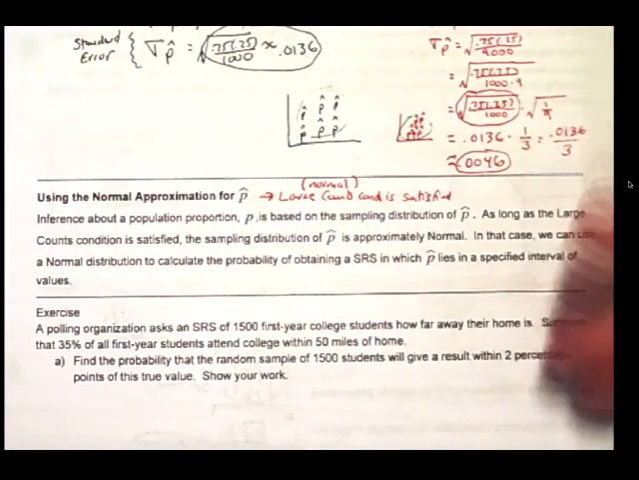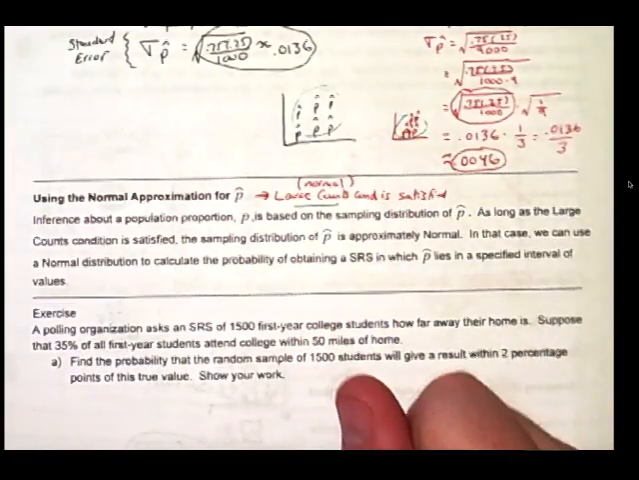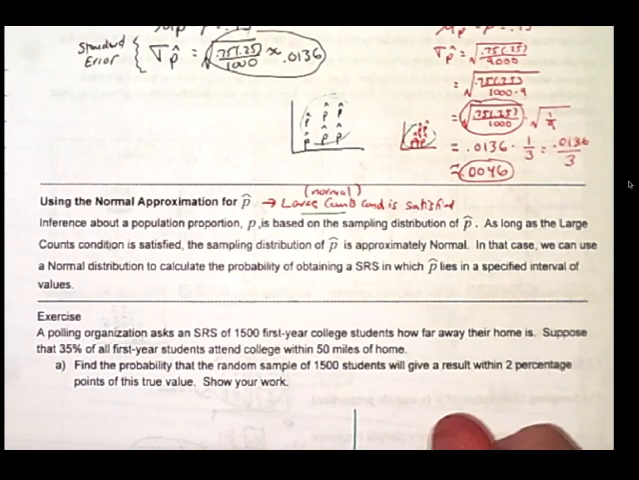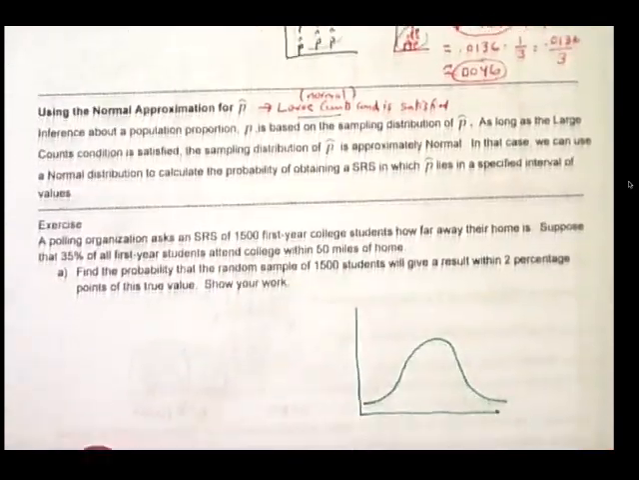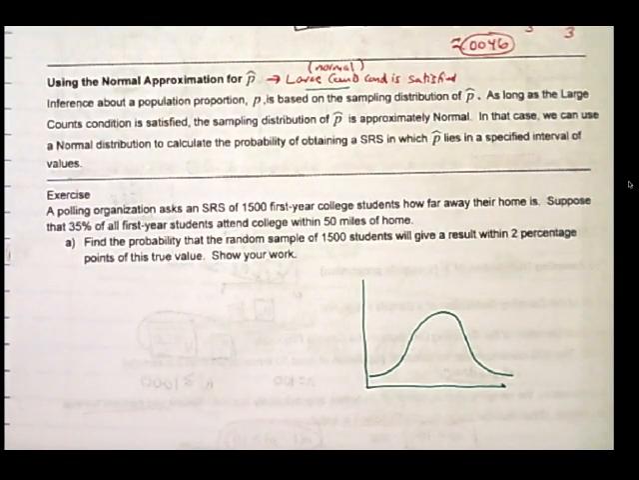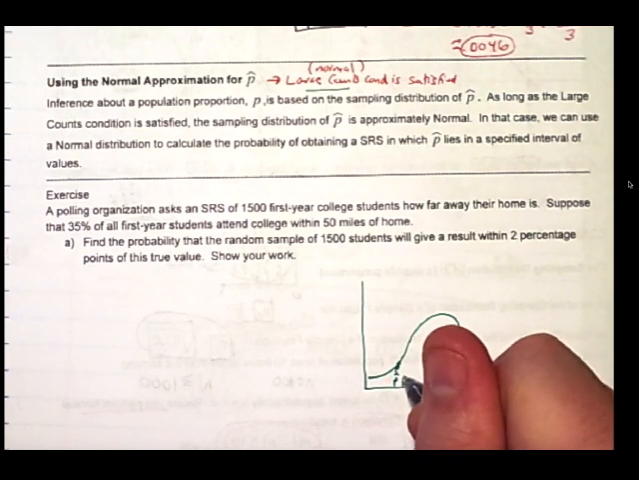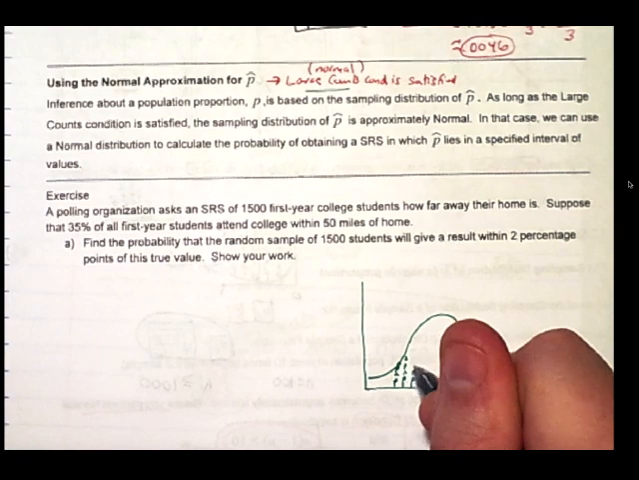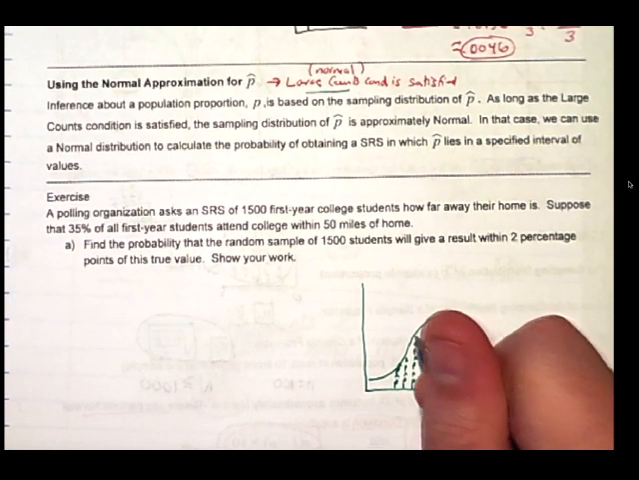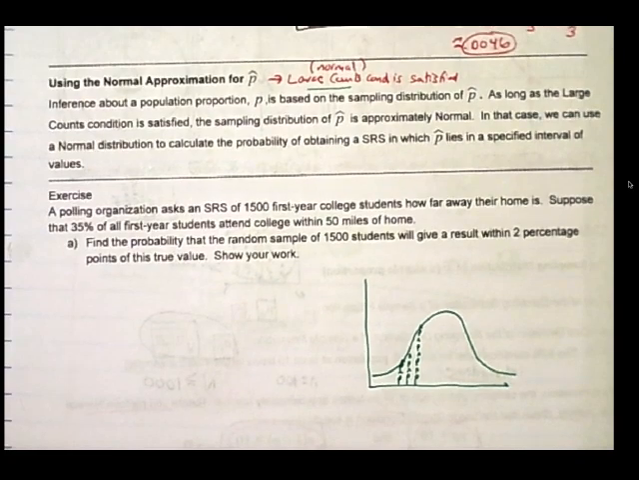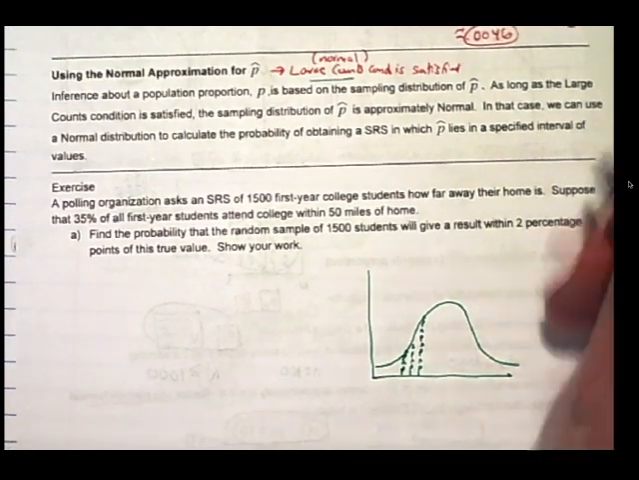What they're saying is that as long as this large counts condition is satisfied, if I were to plot all those p hats, it would look like a normal curve. In that case, we can use a normal distribution to calculate the probability of obtaining a simple random sample in which p hat lies in a specified interval of values. Remember, the heights along the normal curve are for different values of p hat in repeated samples.